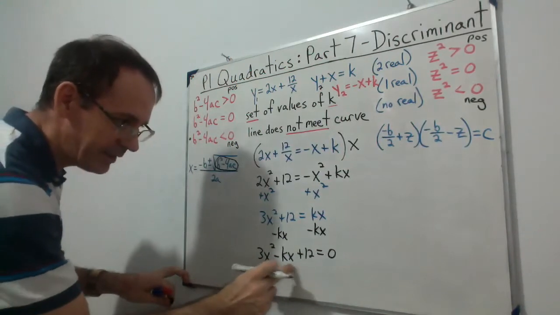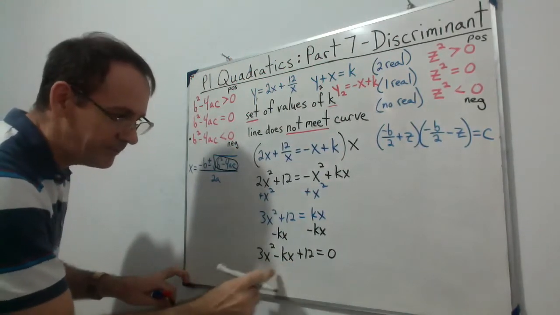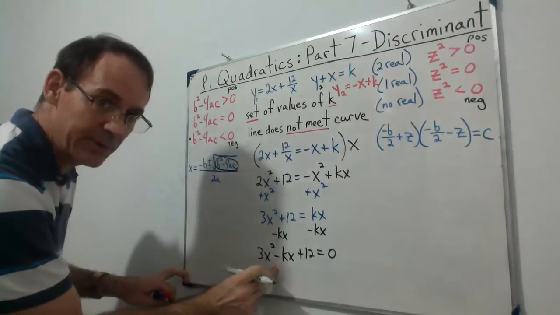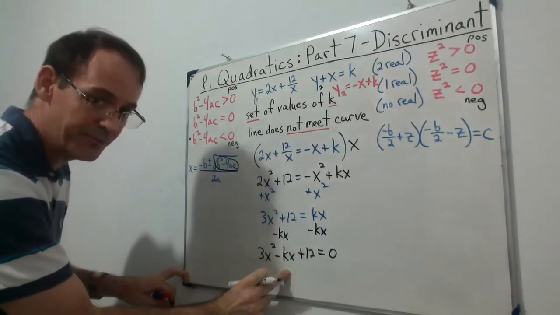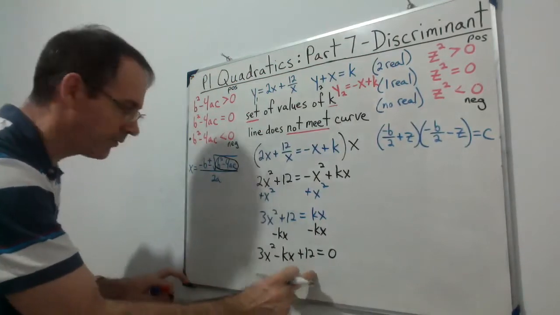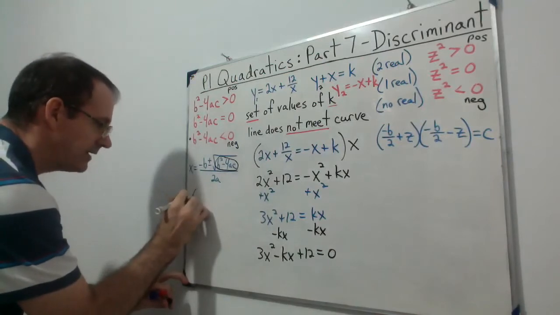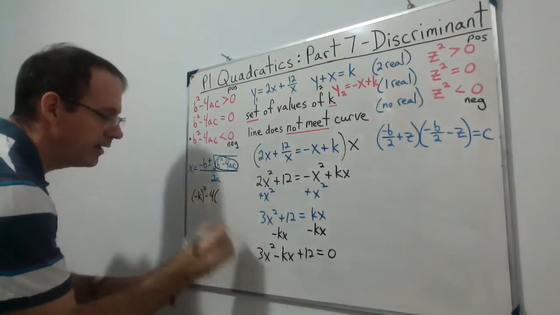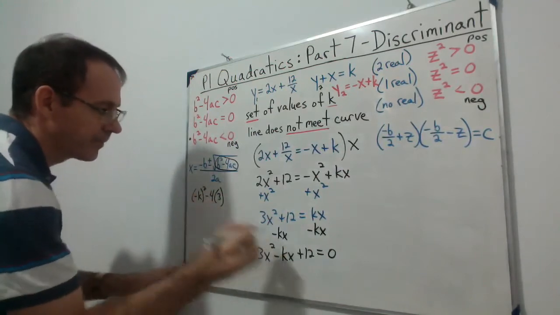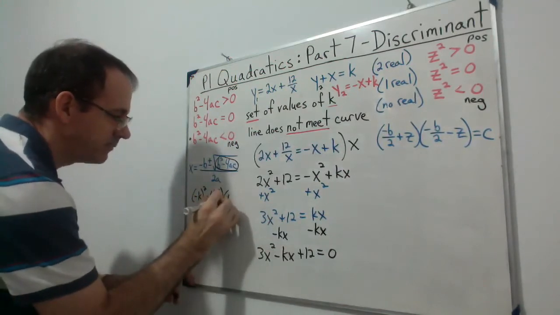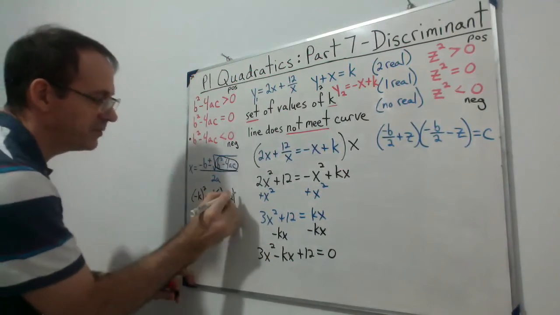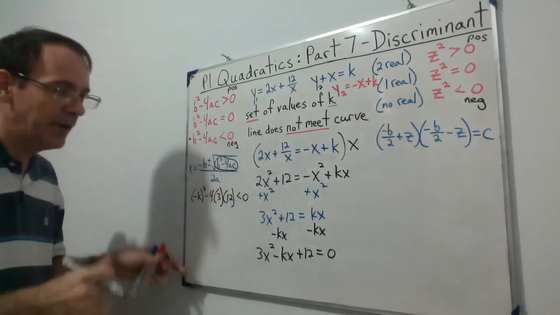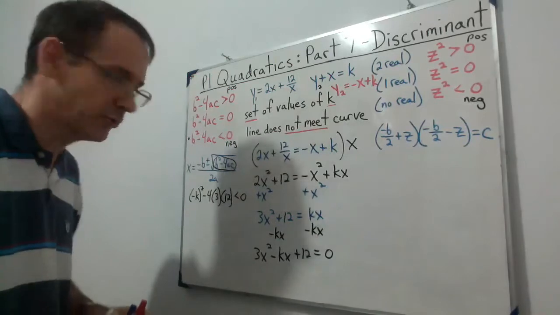Here's our a, b, c. A is 3, b is negative k. Remember, the sign goes with the coefficient, and c is 12. So we end up with negative k squared minus 4 times 3 for a, c times 12, and this needs to be less than 0 in order for this to be true.